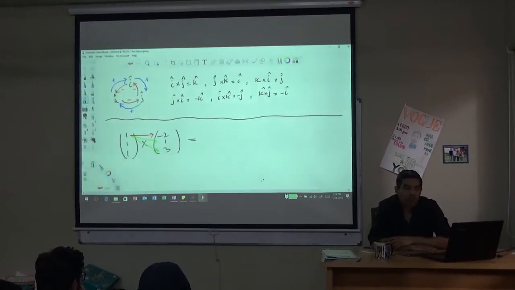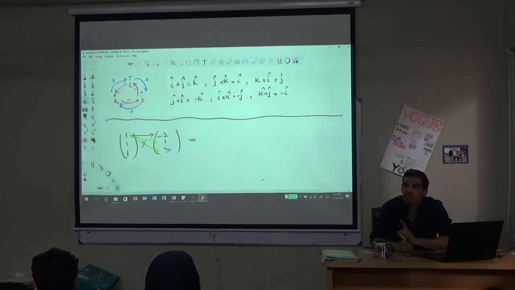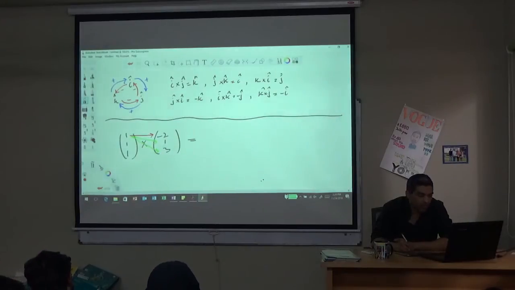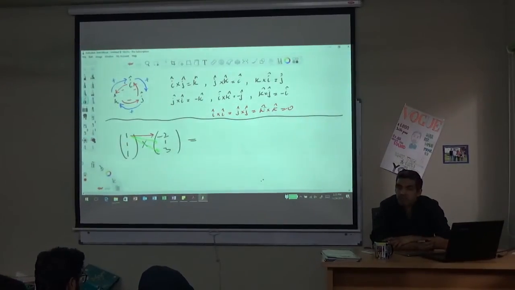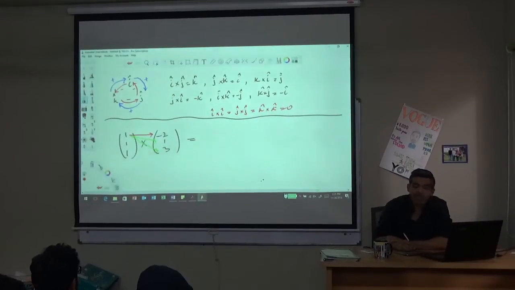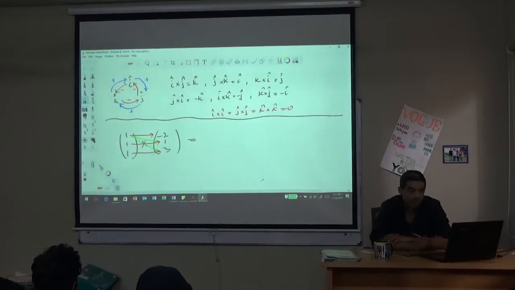But the thing is this, we already know that the cross product of similar vectors is 0. We already know that i cross i, j cross j, and k cross k are all 0. We already discussed that. The reason why they are 0 is because the angle between them is 0. So 1 times minus 2 is going to be 0, 1 times 1 is going to be 0, 1 times 3 is going to be 0. So all the other multiplications are the ones that we are concerned with.